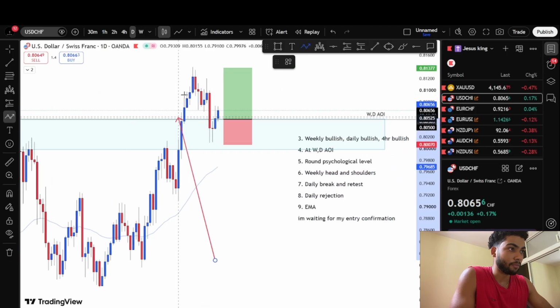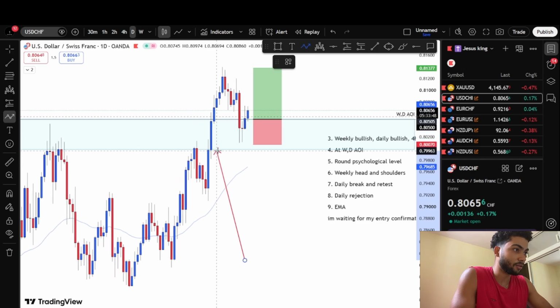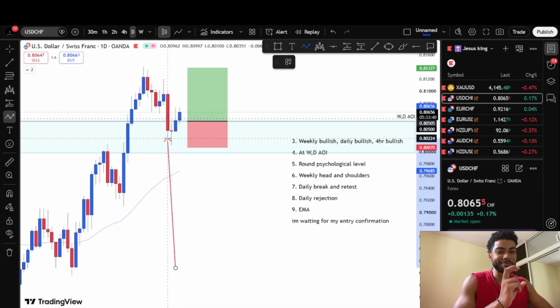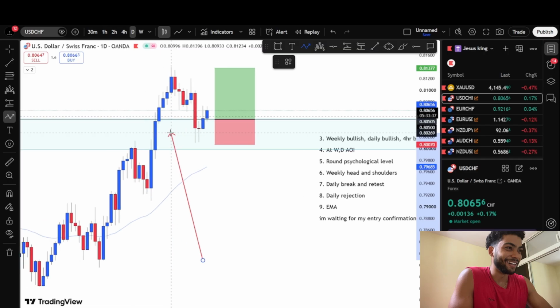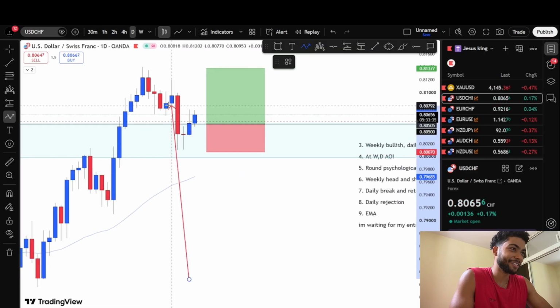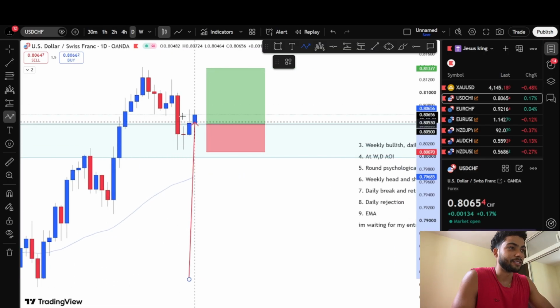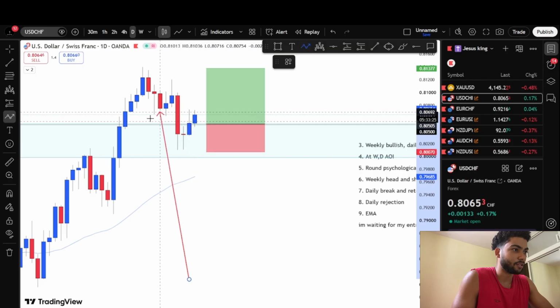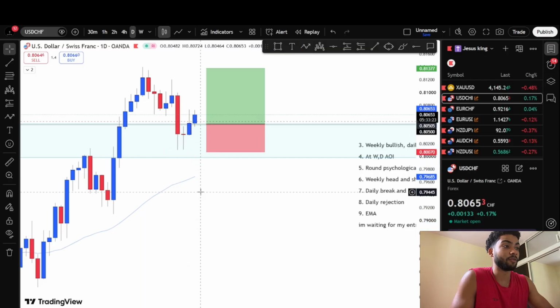In this case, we broke above this area, we're retesting this zone. I got my entry signal, which is this morning star formation here. I love this morning star formation from here. Daily pin bar, daily doji, bullish candlestick. This is really just so perfect.